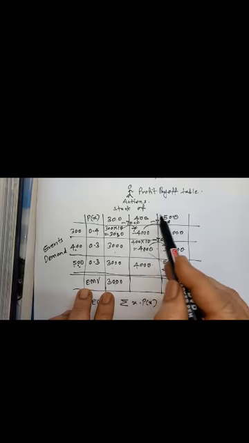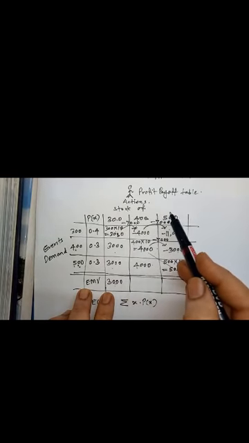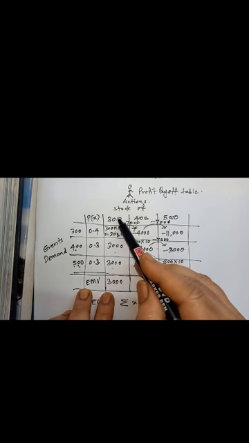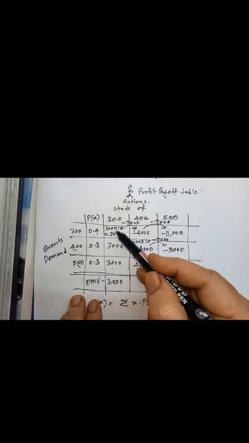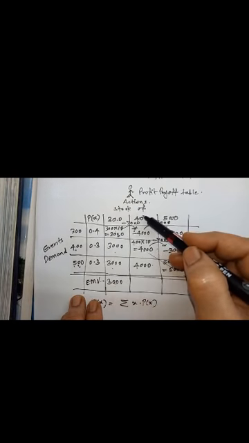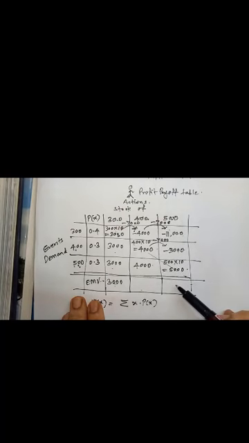So out of these three actions, which action to be selected? That means I must calculate the expected monetary value for keeping the stock of 300 units, for keeping the stock of 400 units, and for keeping the stock of 500 units. And that is why expected monetary values are calculated over here vertically.